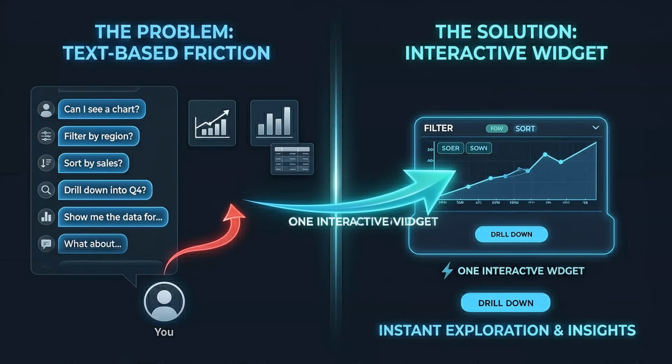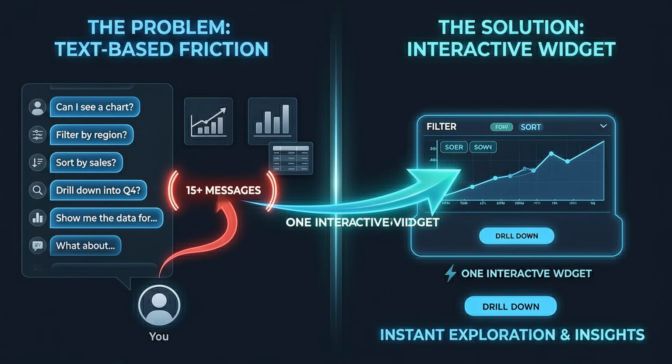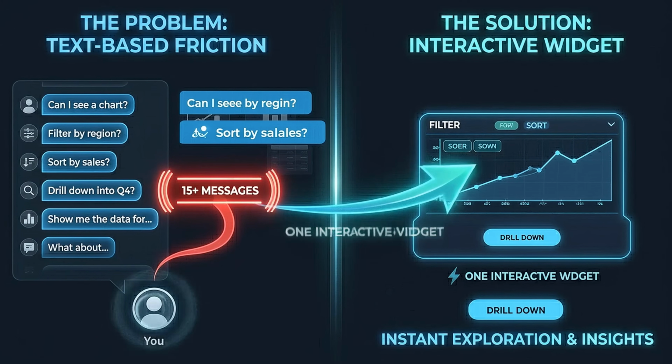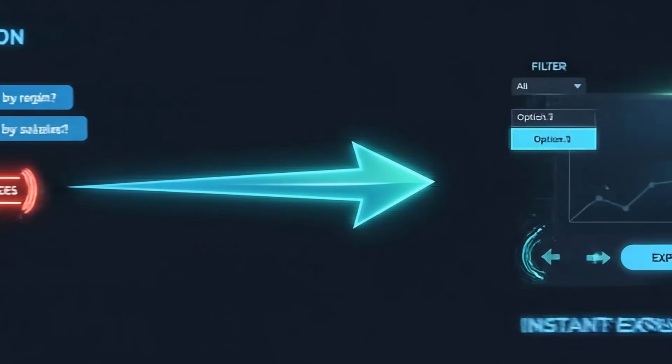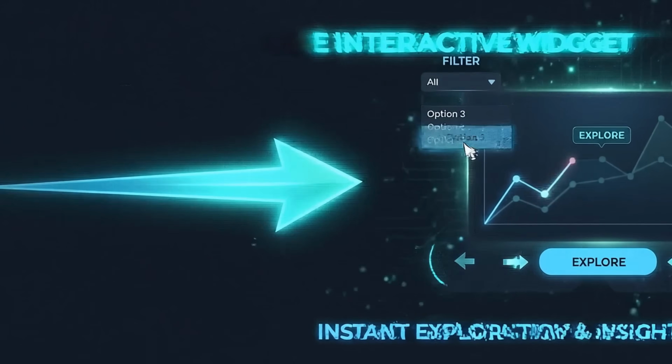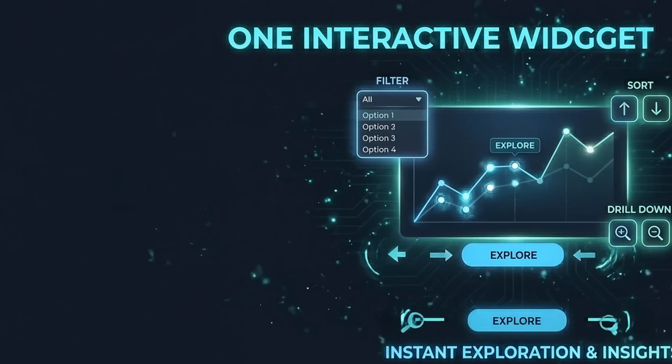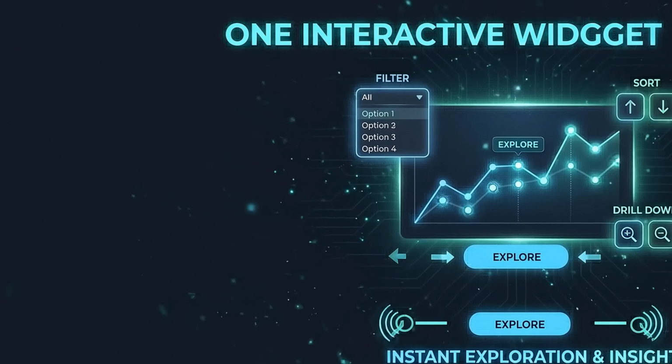But here's the thing, text responses can only go so far. What if the tool actually returns a chart you want to explore? What if you want to filter, sort, or drill down into the data? What if the right answer requires 15 back and forth messages? That could have been just one interactive widget. This is the exact problem MCP Apps is actually solving.